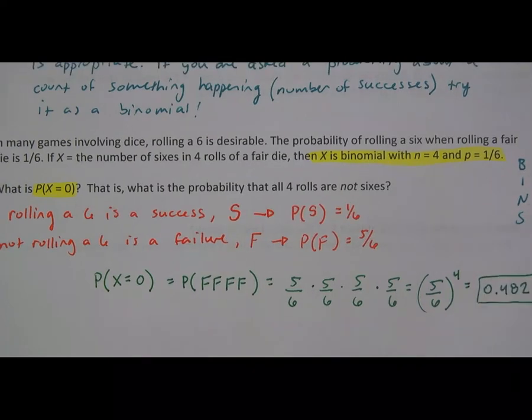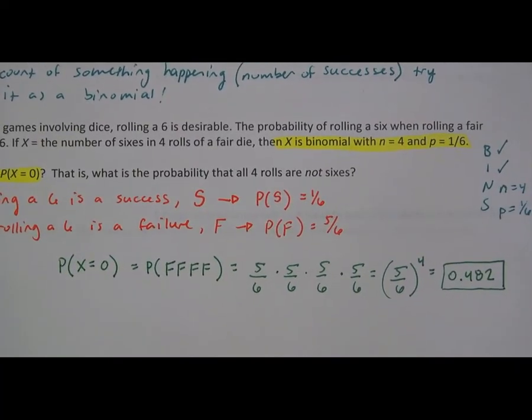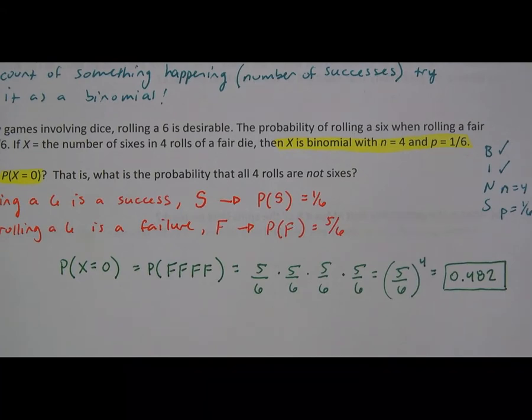Before you turn the page, make sure you understand what we just did. The probability of 0 successes implies 4 failures if you're rolling a die 4 times. So I end up writing the probability that we fail to the 4th power. All right, turn the page.